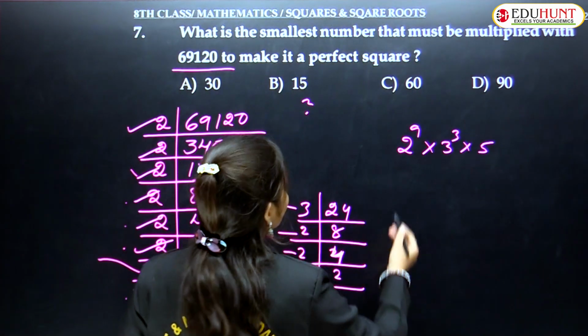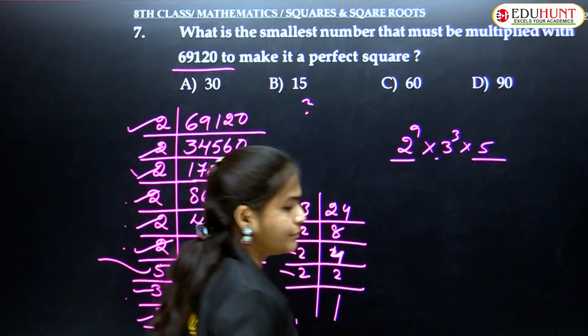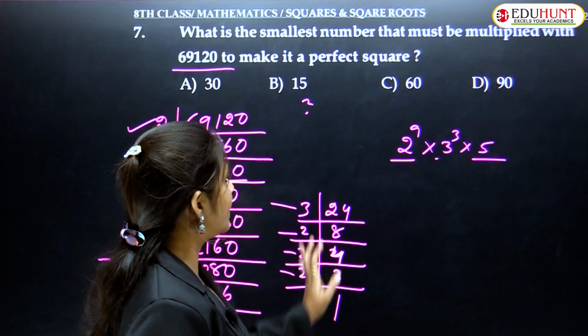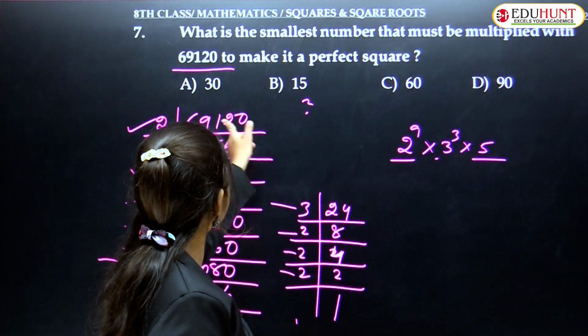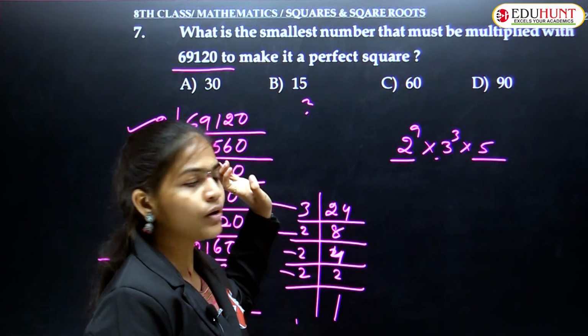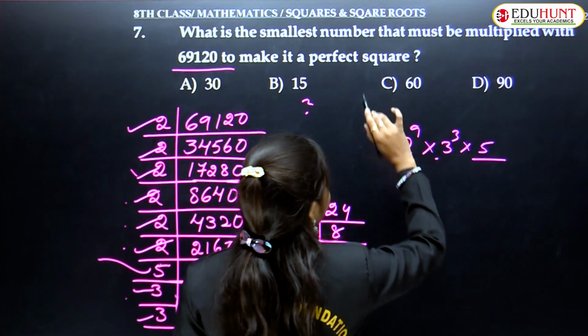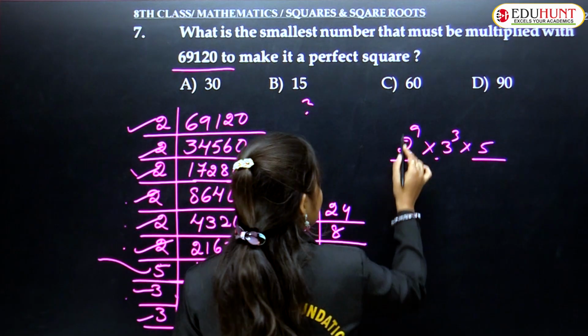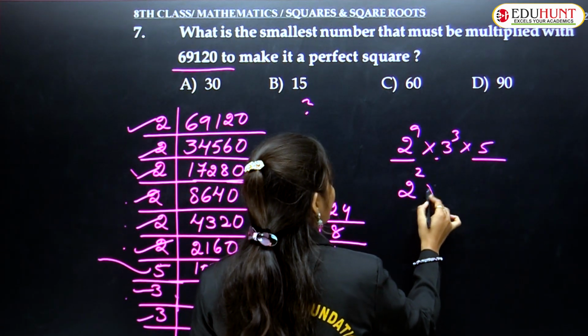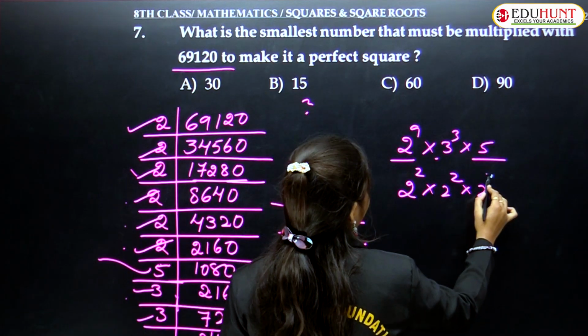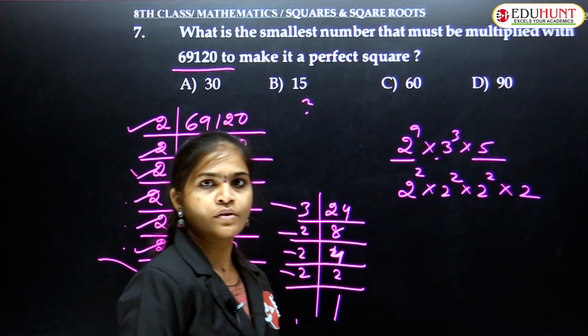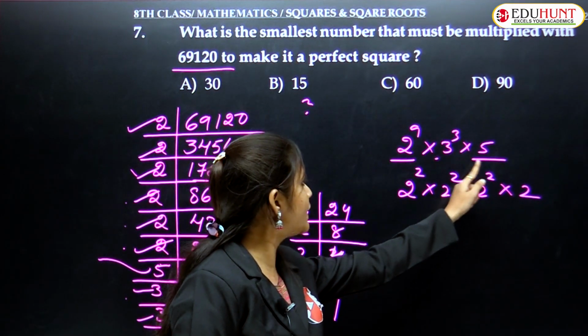So children, see here 2 power 9, 3 cube, and 5. If you multiply it, then you will get that same result, that is 69120. Here we are writing for squares, no? So that's why I write this one as 2 square into 2 square into 2 square into 2. Shall we write like this one? Why? Because 2 power 2 plus 2 plus 2 plus 1.